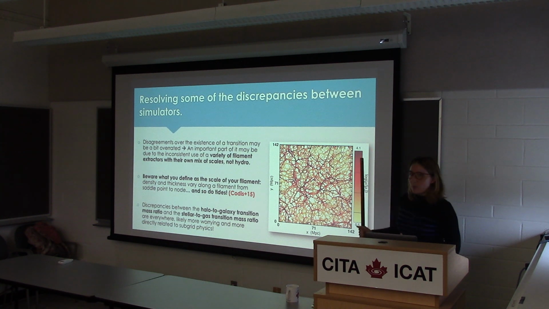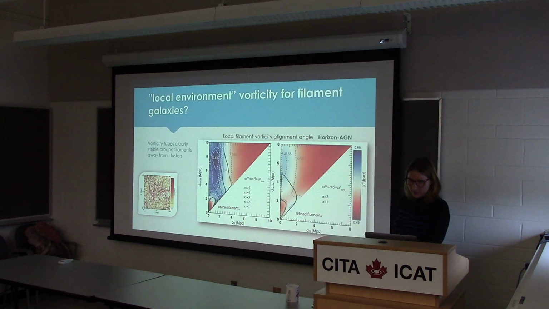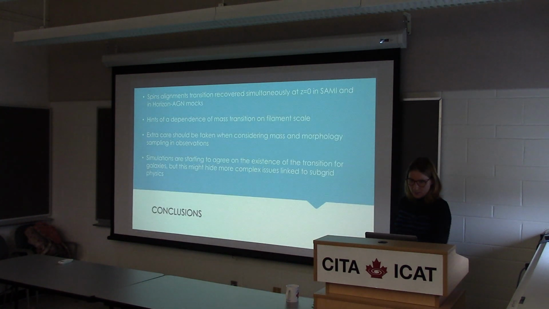So what I would suggest for people who use DisPerSE is to define the strength of a filament through either its length or the ratio between the density at the saddle point and the density at the node. Yeah, I think I'll stop here.